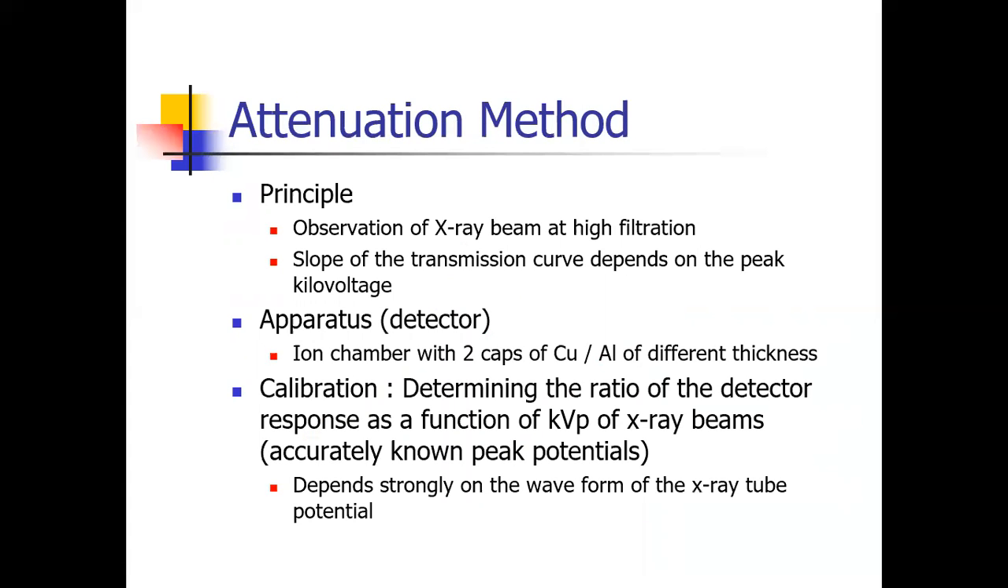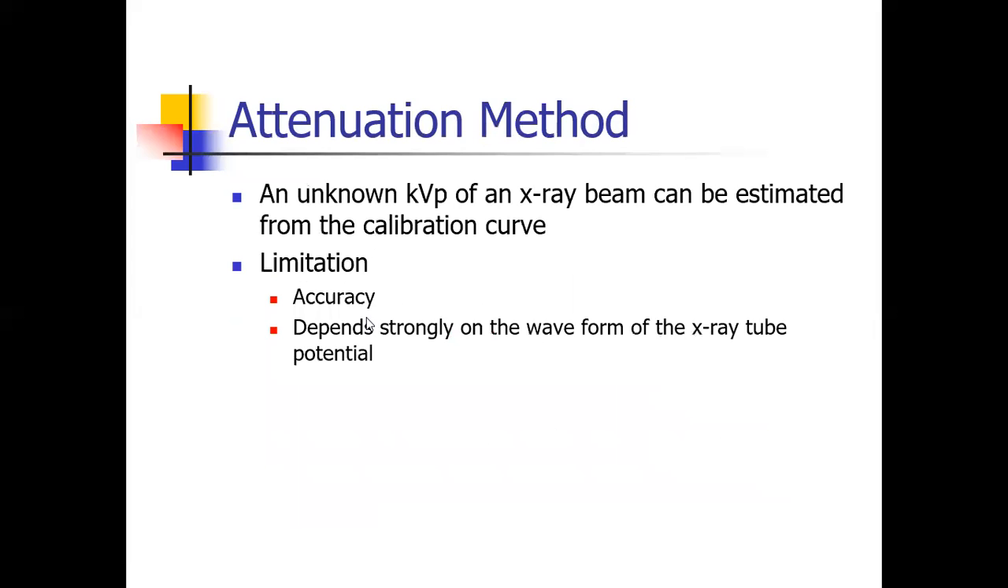Attenuation method. The principle here is the observation of the X-ray beam at high filtration. The slope of the transmission curve depends on the peak kilovoltage. The detector is going to be an ion chamber with two caps of copper and aluminum of different thicknesses. Calibration means determining the ratio of the detector response as a function of kVp of X-ray beams with accurately known peak potentials. This depends strongly on the waveform of the X-ray tube potential. So an unknown kVp of an X-ray beam can be estimated from the calibration curve.